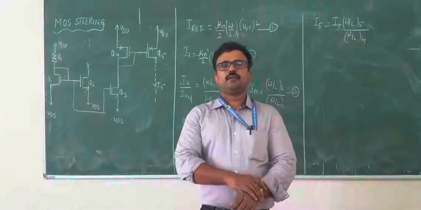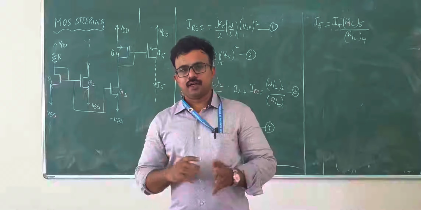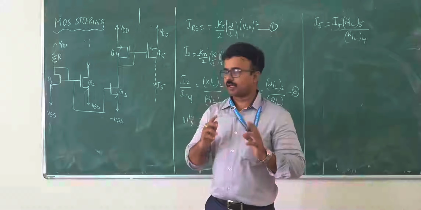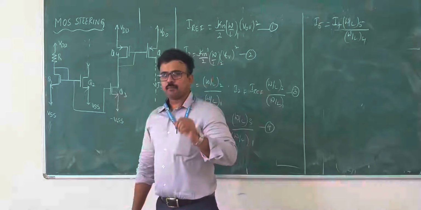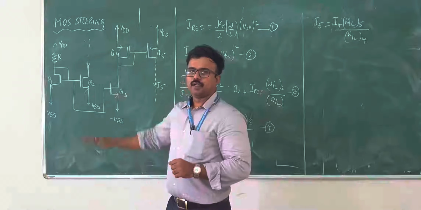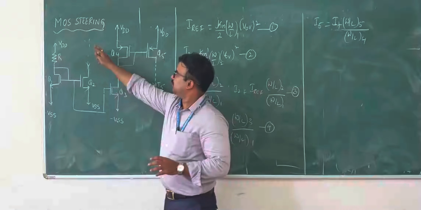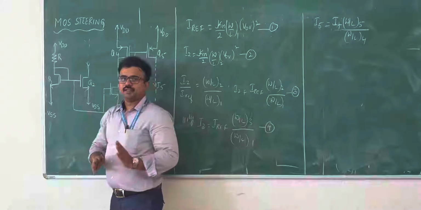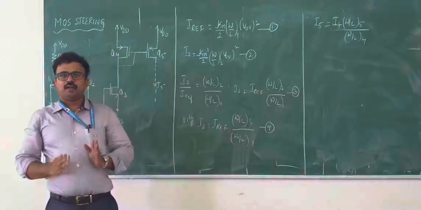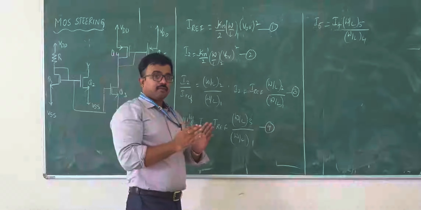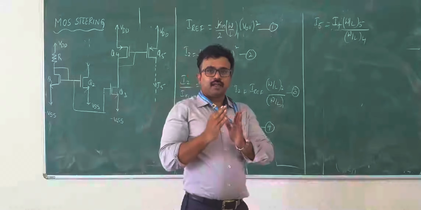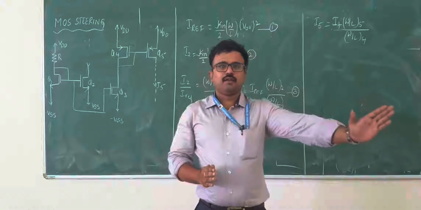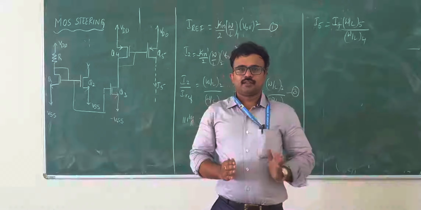In the previous concept, we have understood the working functionality of a current mirror using MOSFET, that is, the MOS current mirror circuit. What is the application of the MOS current mirror circuit? The application of the MOS current mirror circuit is nothing but the MOS steering circuit. What is the word steering? Steering is nothing but taking the current from one part of the circuit and giving it to the other part of the circuit. That is called steering.